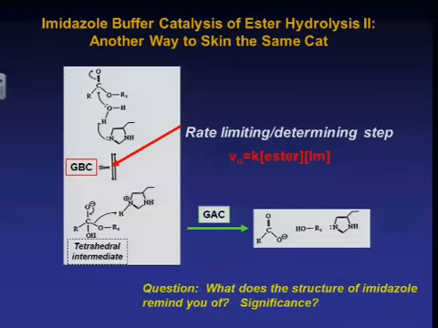Okay, so here's another way you could skin the same cat. In this one, the slow step involves the unprotonated form. It takes the proton from water to make it more nucleophilic. In that case, it's functioning as a general base. It's slow, forming the tetrahedral intermediate. Later, it functions as a general acid.